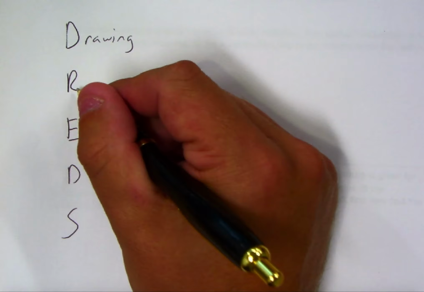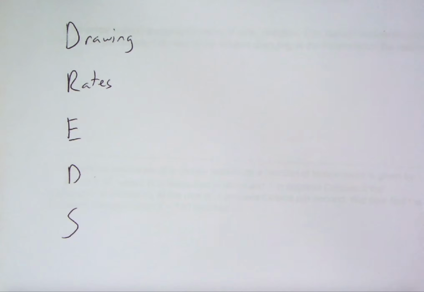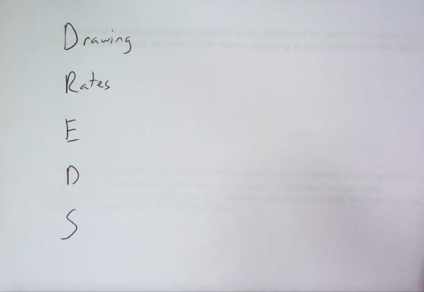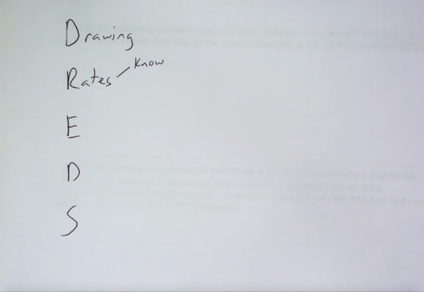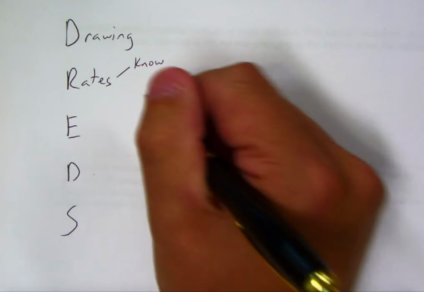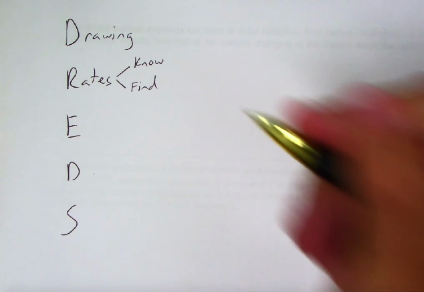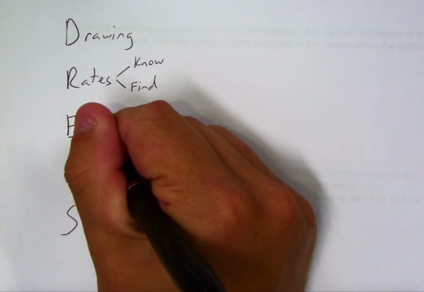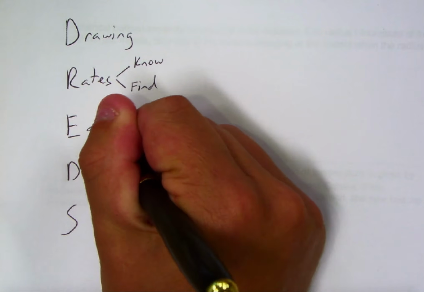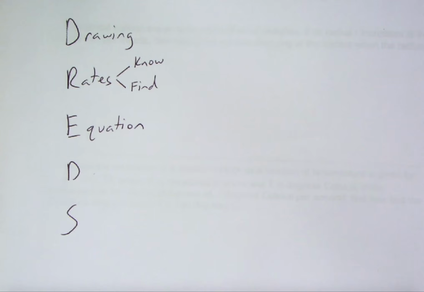The next R is rates. We're going to list out the rates. There's always going to be 2 of them because they're always going to tell you one. So we list out the rate we know. They're always going to give you one. And then we're going to list out the rate we're trying to find and at what point are we trying to find it. So rates. The E is then we're going to need an equation. An equation that links our letters together.